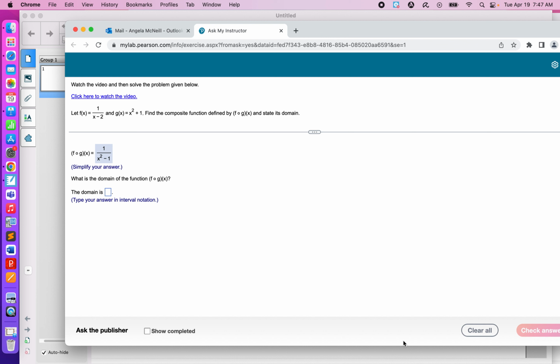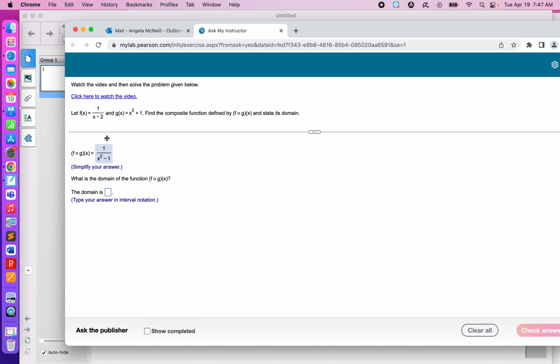Adam, I just got this question this morning. Let f of x equal 1 over x minus 2 and g of x equal x squared plus 1. Find the composite function defined by f of g of x and state its domain. So it appears that you're at the state its domain portion.